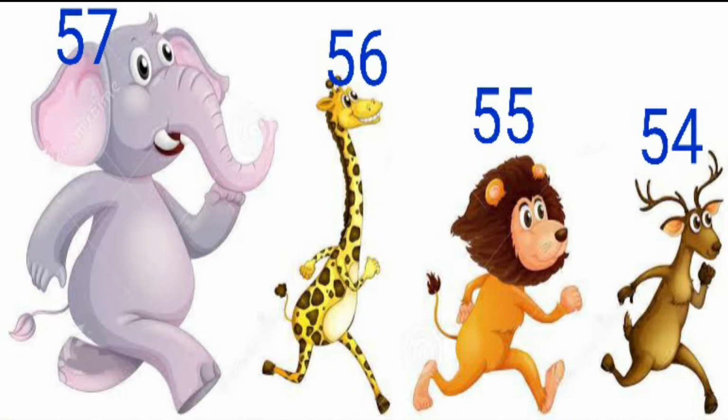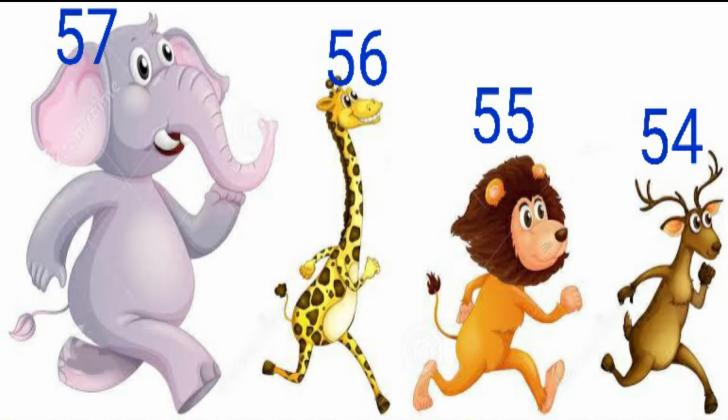Giraffe. So 57 before number is 56. And before giraffe, which animal is there? Lion. So here the number before 56 is 55. Before number of 56 is 55. And which animal is before lion? Deer. So here the number before 55 is 54. The before number of 55 is 54.